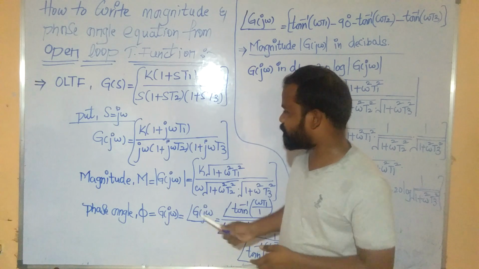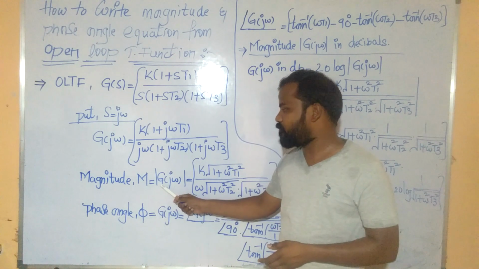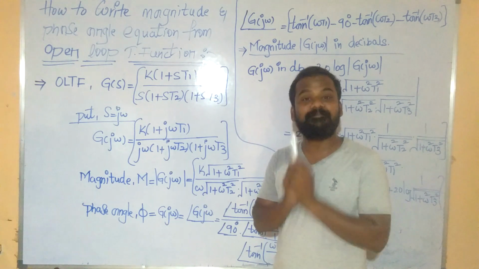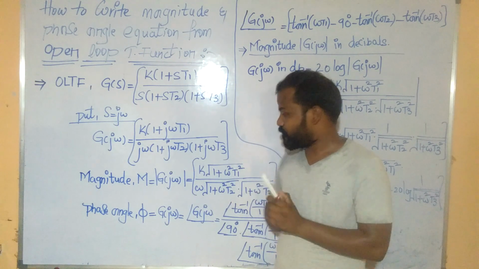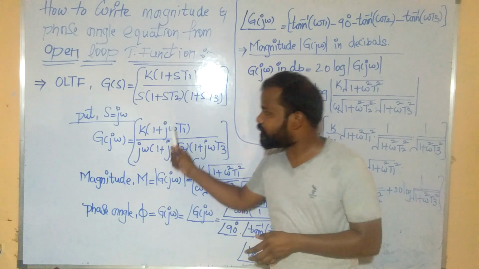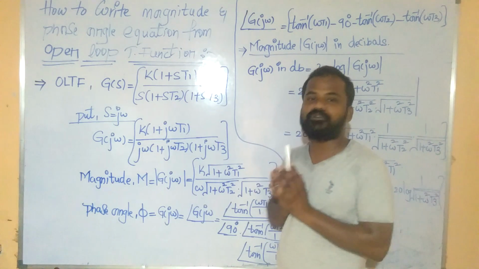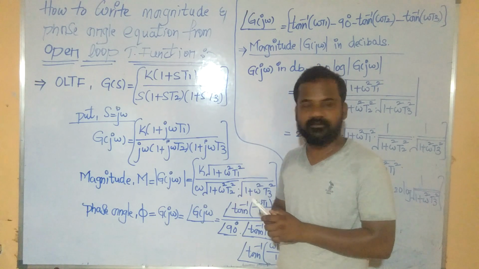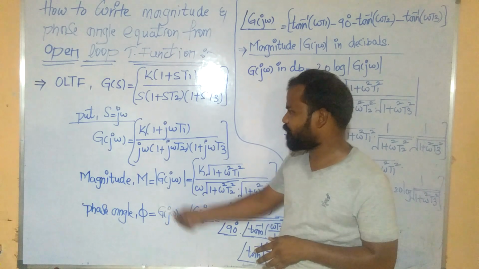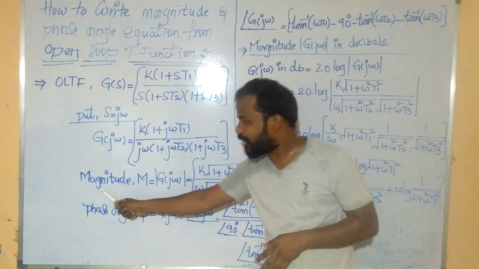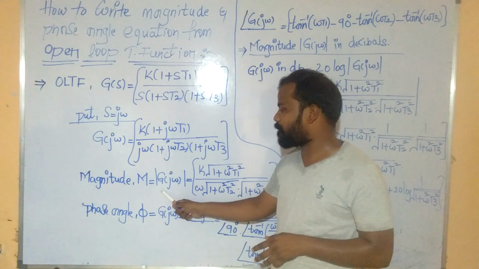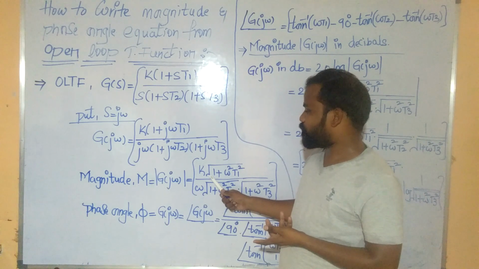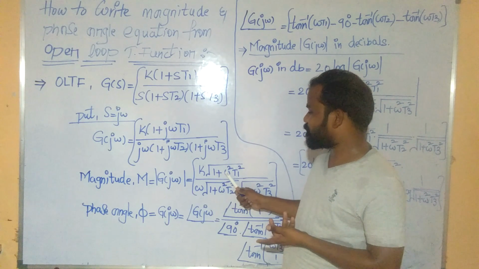Clear? So now, magnitude M is equal to the magnitude of G of j omega. K is a constant, but I want only magnitudes, I don't want angles. So whenever we find the magnitude of this total equation, I consider only the magnitudes. How to find them? Square root of real square plus imaginary square. Yes or no? After substituting s equal to j omega, M is equal to mod of G of j omega, which is K into the square root of real square plus imaginary square.